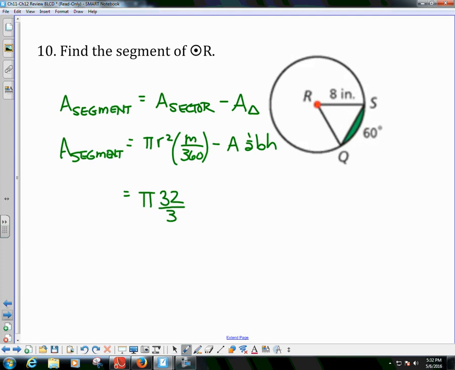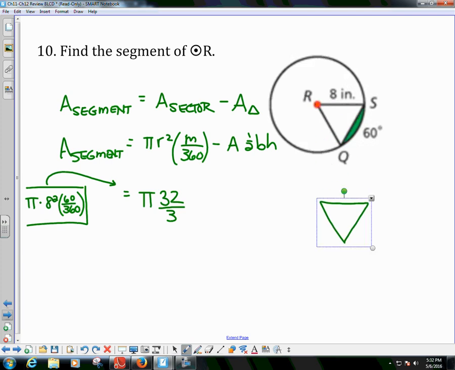Okay, I'm actually going to come over here and say pi times 8 squared times 60 over 360. And I'm just going to leave that there just in case anyone needs to know where that came from. All of this simplifies to be that. We're going to look at the area of the triangle. And I'm going to come over here and trace the triangle. And I'm going to enlarge the triangle. And we know that this is 8.